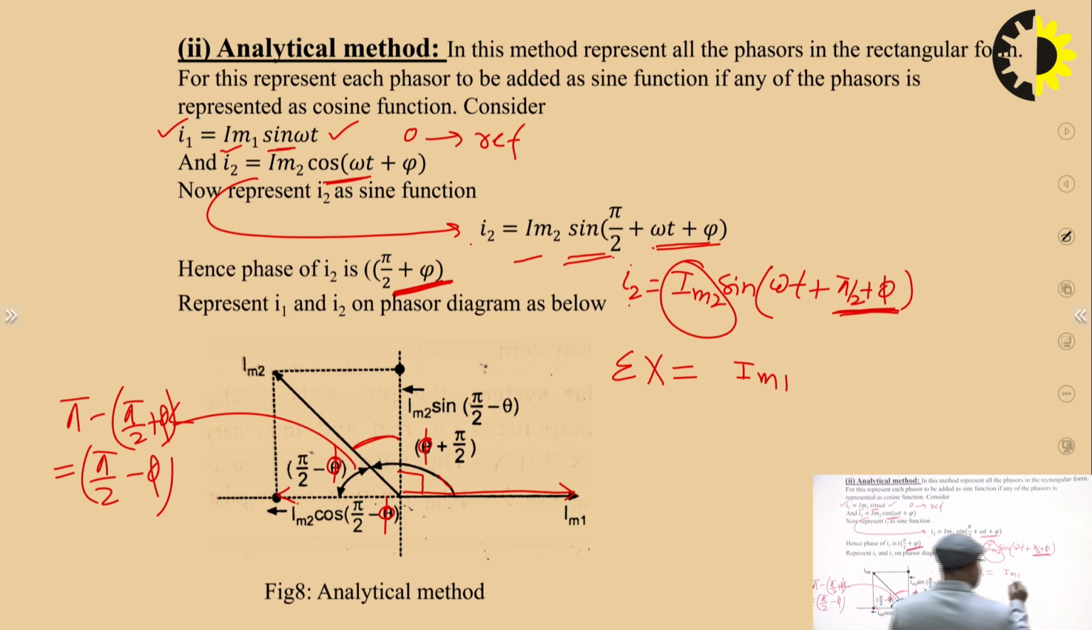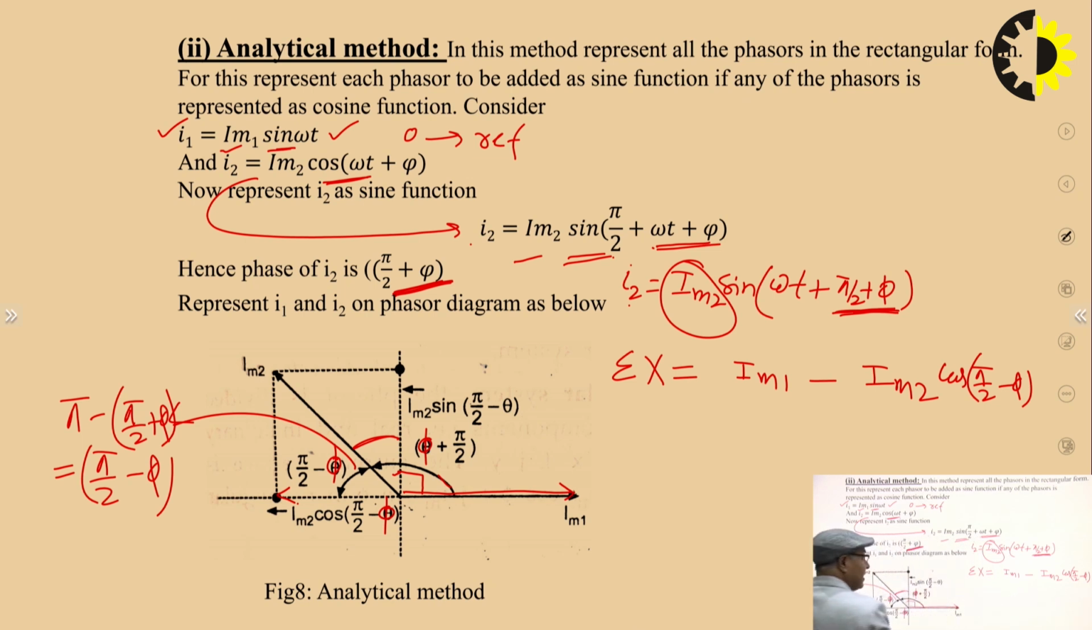And we will put a negative sign because this is along the negative x direction. This component is along the negative x axis direction. Hence we will put minus of IM2 cosine of pi by 2 minus phi. So this is the summation of x, the resultant phasors along the x axis.